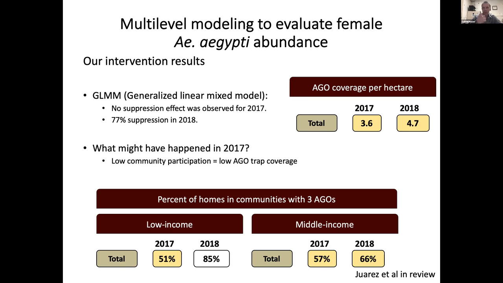So there wasn't source reduction, no adulticides, et cetera. But in 2017, our community coverage, so the number of AGOs deployed per home, was not that high. We were only at about 51 or 57% of the homes having 3 AGOs. We were hoping to get to 80%. So then after additional recruitment and engagement, we did get better recruitment and better coverage in 2018.